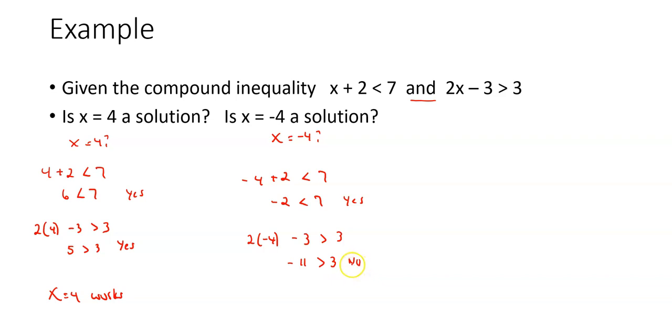Because it's an and condition, it has to satisfy both equations, so x equals negative 4 is not a solution. And why? Because it doesn't work in both inequalities. If it's an and situation, the solution has to work for both inequalities, and this one only works for one of them.